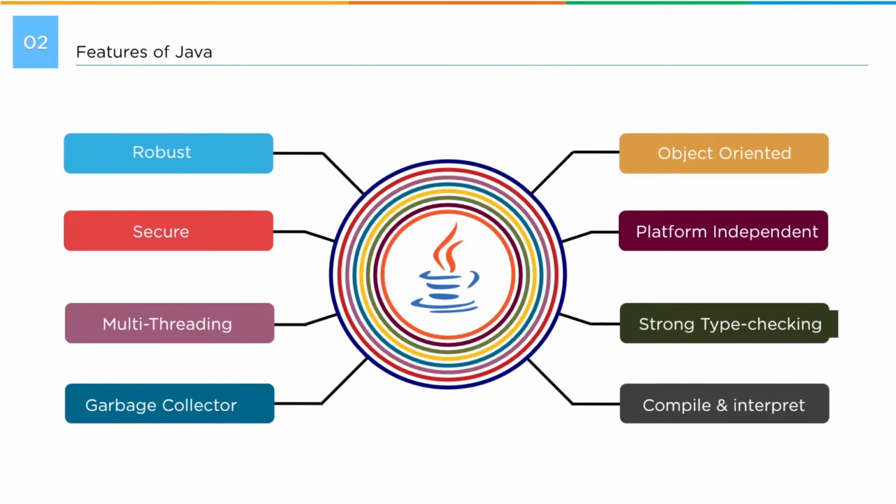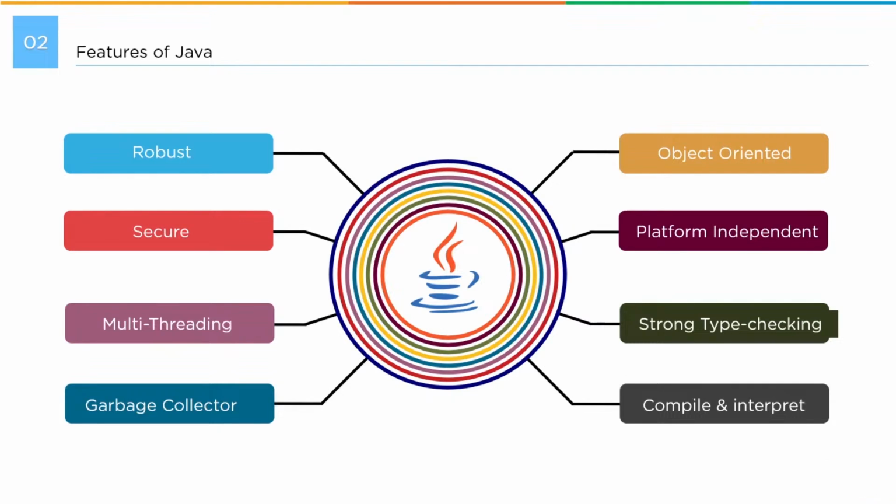So when you run your program, it's a two-step process in Java. You compile the program and then you execute the program, which we also call interpretation. So you have a Java compiler and you have a Java interpreter. You first compile your program and then you run the program using the help of Java interpreter.